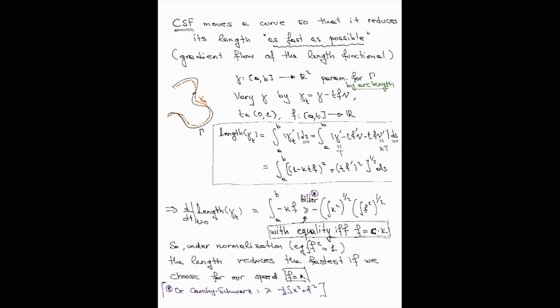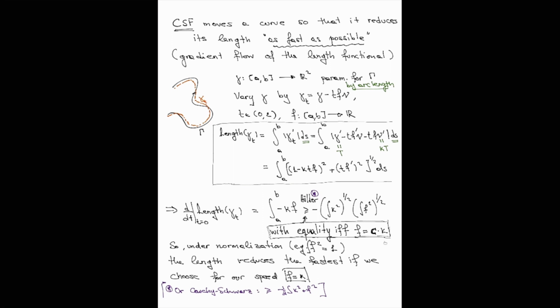So you can compute this. You only get the norms of the two, because nu dot tangent is 0. You get this integral. So now when we compute the derivative of the length at time t equals 0, you get exactly minus curvature times f. And now you can use either Holder or Cauchy-Schwarz. Either gives you an inequality, and the equality happens only if your f is a multiple of kappa.